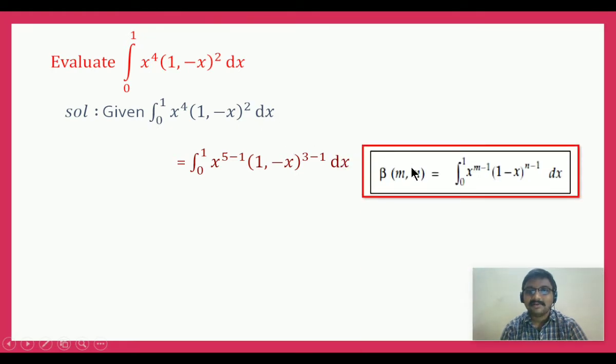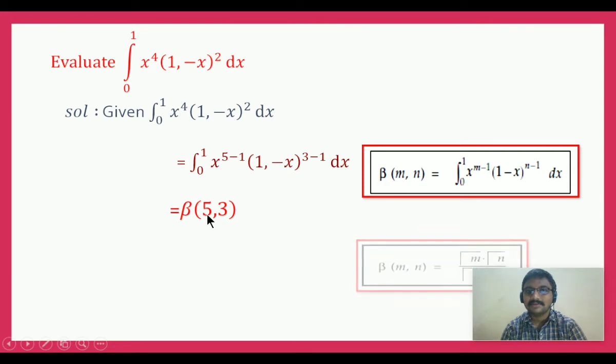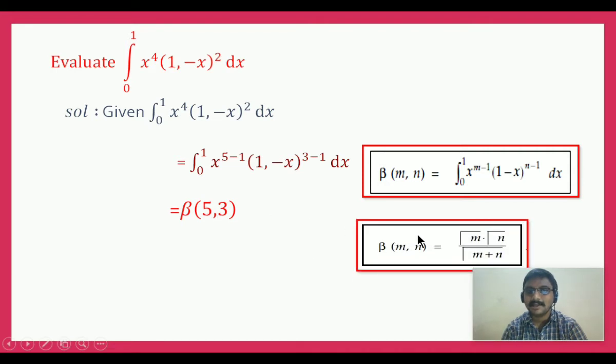So here we will have a formula for beta function. The formula is integral 0 to 1 x power m minus 1 into (1 minus x) whole power n minus 1 dx. Just comparing with this formula, we will have m is 5 and n is 3. So it is nothing but beta of 5 comma 3. But what is it? It looks like beta of m, n. So we will have a relation between beta and gamma function, that is beta of m, n is gamma of m into gamma of n whole upon gamma of m plus n.